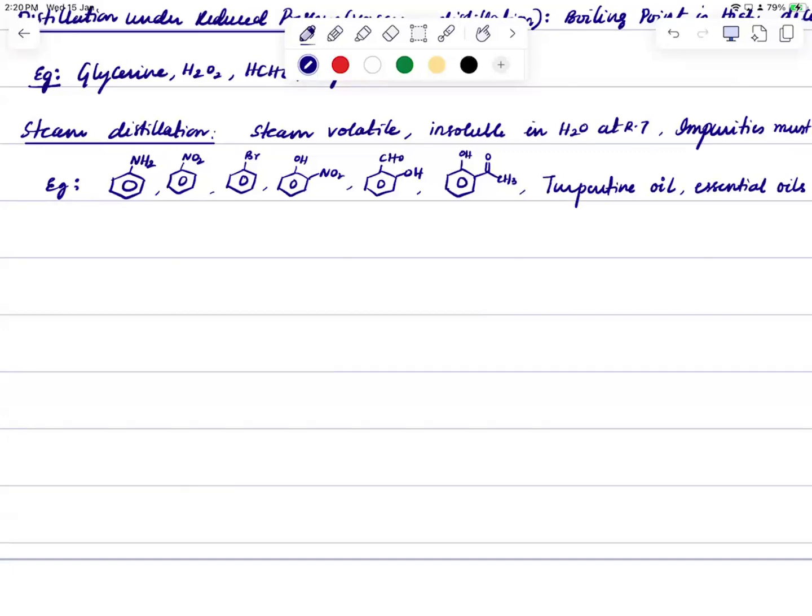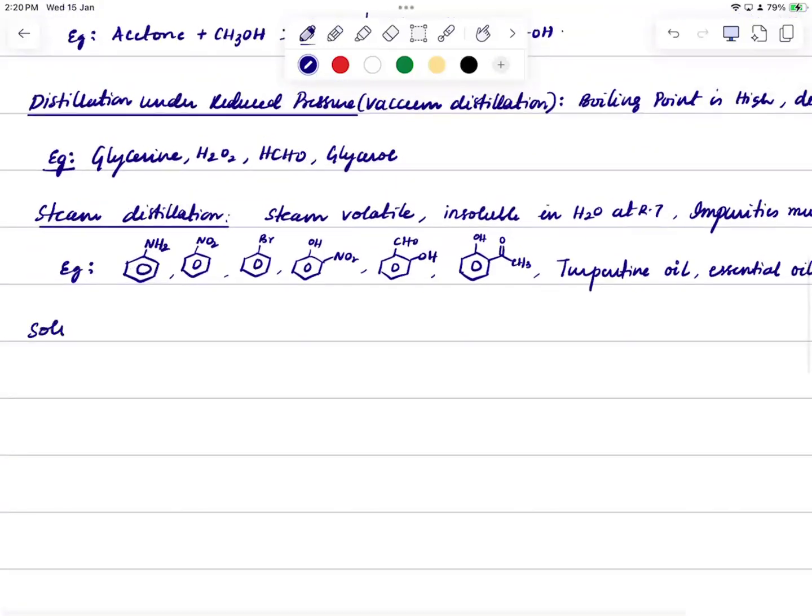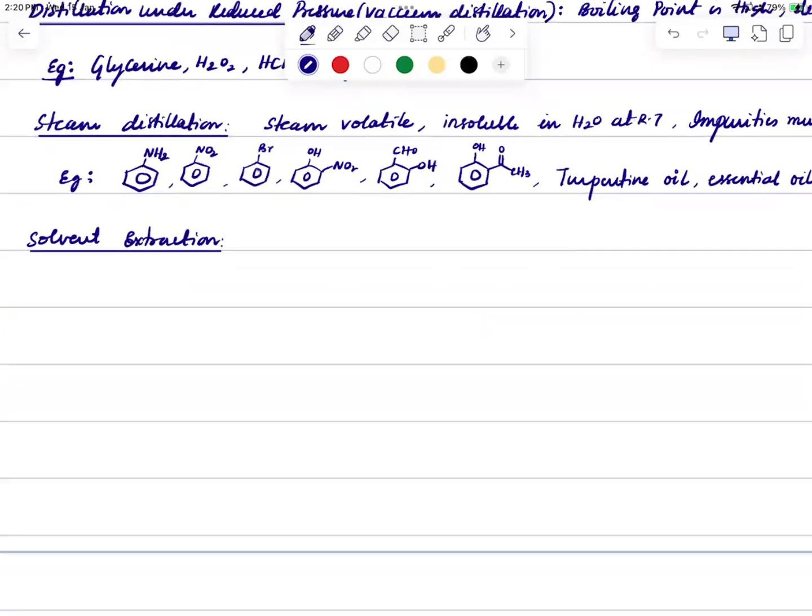Yeah. Next, solvent extraction. If you notice, solvent extraction, which is also called differential extraction, is used when the solvent should be immiscible in water and the organic compound should be highly soluble in this solvent. Got it? So in a simple way, impurities should get dissolved in water and organic substances should get dissolved in the organic layer. Got it? So we will have two layers here, organic layer and aqueous layer. Correct?